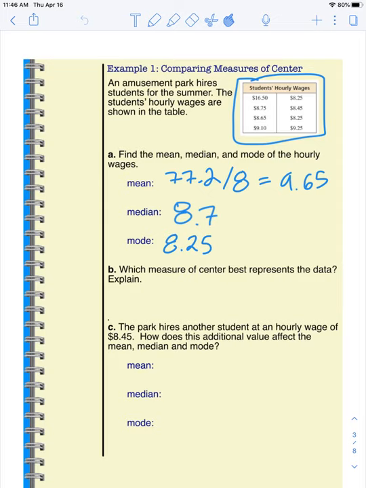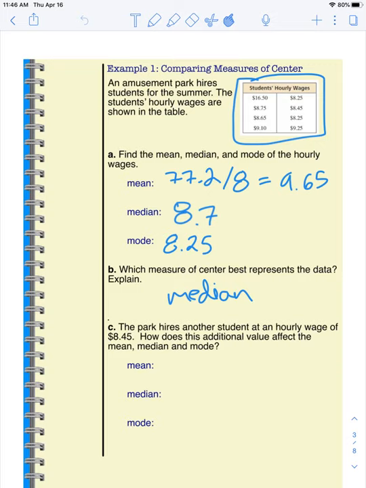So part B, which measure of center best represents the data? In this case, we're going to say the median, because the mean is a little higher than we would like it to be, because 16.5 is kind of an outlier. It's much higher than the other numbers. And then the mode is actually the smallest number. So the median, the middle number, is the best measure for the center of the data.